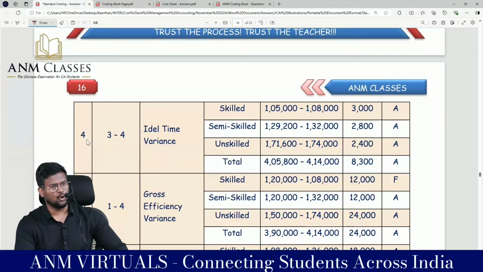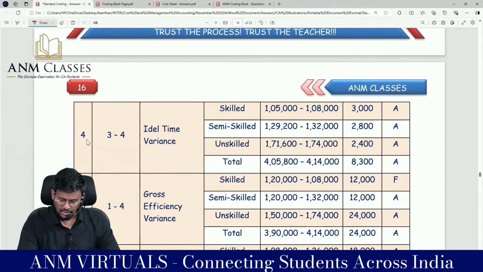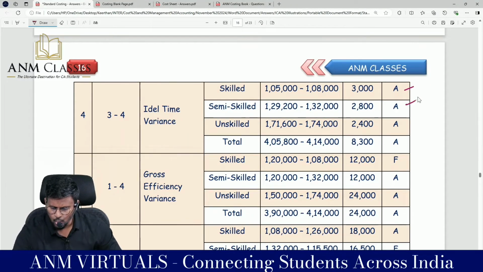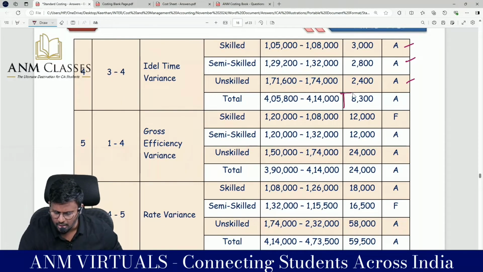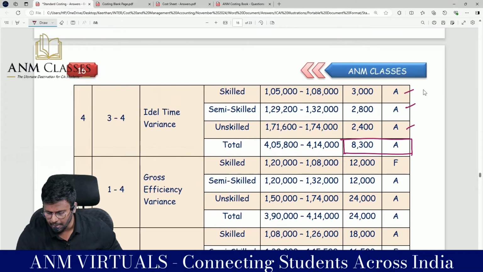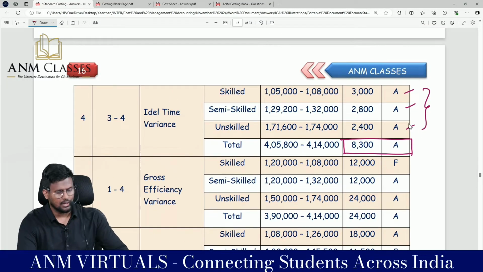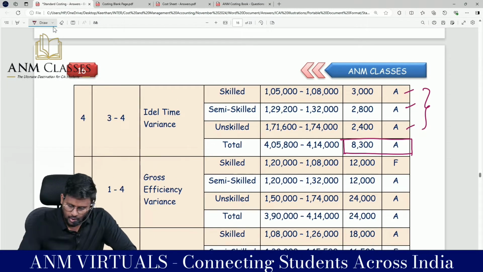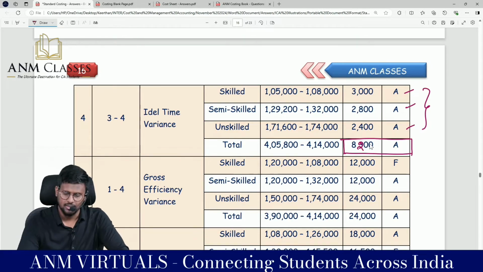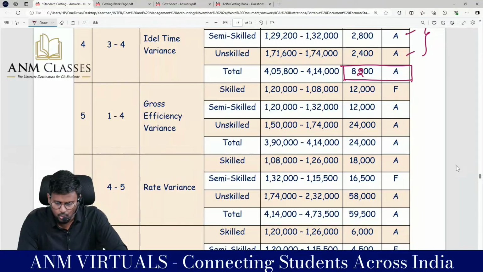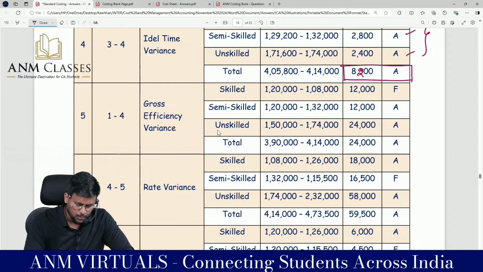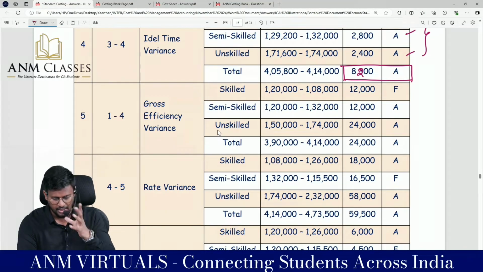Coming to 3 minus 4, the idle time variance. Skilled is 3,000 adverse, 2,800 adverse, 2,400 adverse. Total comes to 8,300. In idle time alone, everything will come only adverse. 8,200 adverse. Is it correct? 3,000 plus 2,800 plus 2,400 comes to 8,200. Right, it's a printing mistake. 8,200 adverse. 1 minus 4, gross efficiency variance. Any variance?